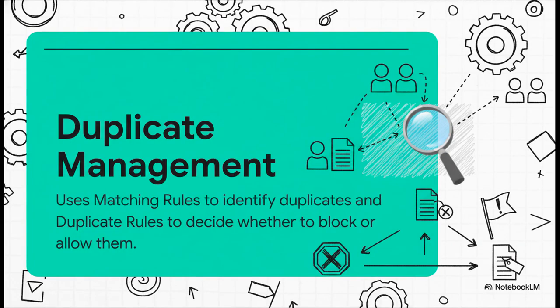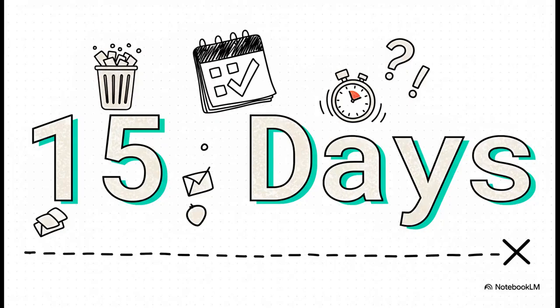All right, so your data is valid, but is it unique? That's the next challenge. Salesforce has this really smart two-part system to handle it. First, you've got matching rules, which basically define what looks like a duplicate to the system. Then you have duplicate rules, which decide what to do about it. You can either block the new record from being created at all, or just allow it and flag it for someone to review later.